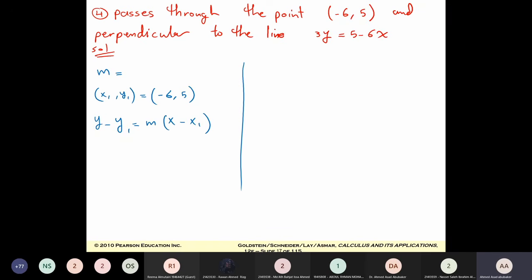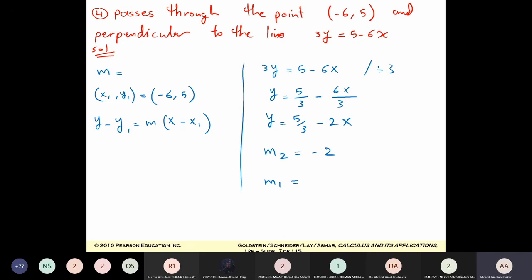Okay, now we have 3y equals 5 minus 6x. By dividing over 3, y equals 5 over 3 minus 6x over 3. So we have y equals 5 over 3 minus 2x. So the slope of the perpendicular line is negative 2. Now the slope of the first line, our line, is equal to what? Minus 1 over m2. So this is minus 1 over negative 2. So we have 1 over 2.